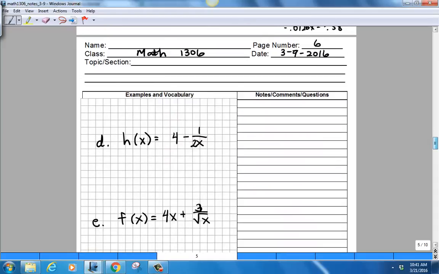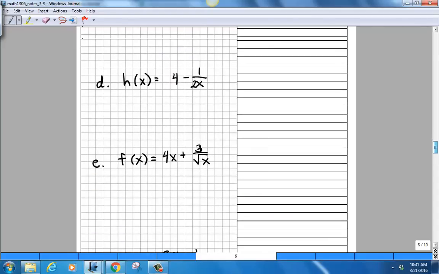All right, let's bump up the difficulty here. So here we have h of x is 4 minus 1 over 2x. Let me start you on this one, and then that will help us with part E.